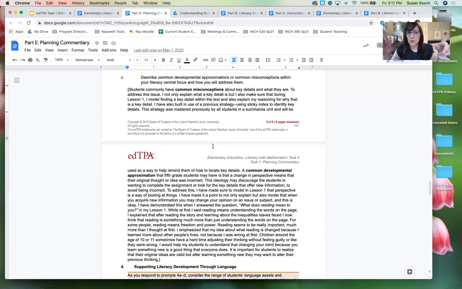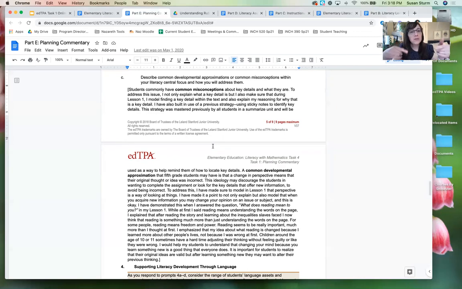Question C is a tricky one. We've already talked about this a little bit, but it's what are the common developmental approximations or misconceptions with your literacy central focus, and how are you going to address them? Remember that developmental approximations are thinking about developmentally, what are your children in your class able to do at that point? Think of the age markers as like developmental milestones. So in 5th grade, you're 11 or 12. What are you able to do in 5th grade developmentally, and what might be just out of their reach developmentally in regards to your lesson?